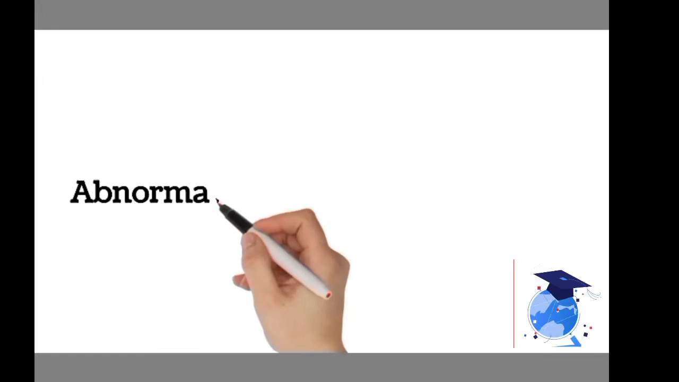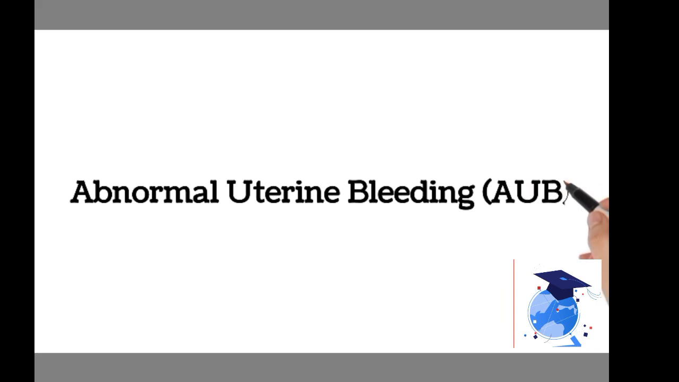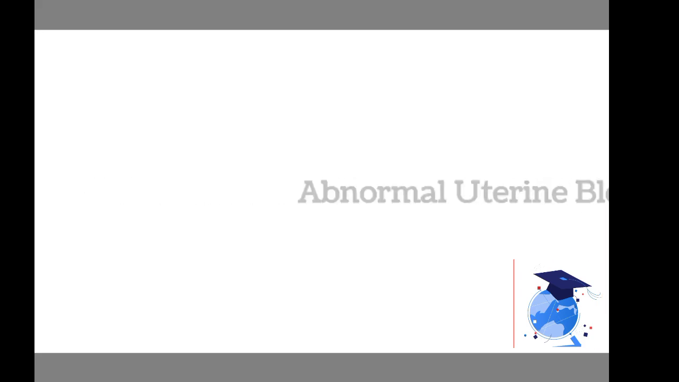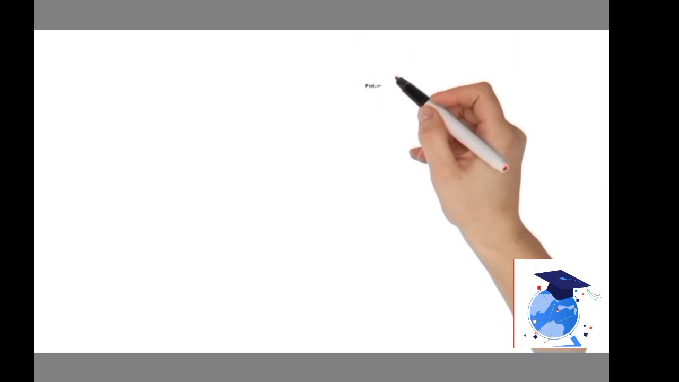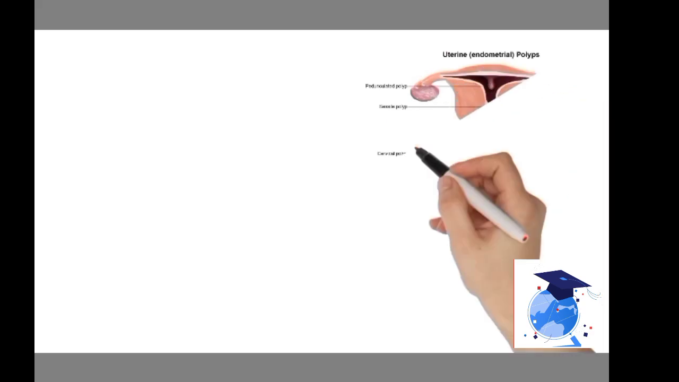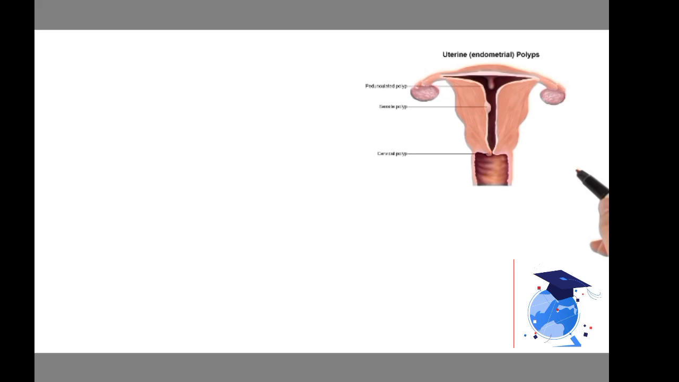In today's episode, we cover the topic of abnormal uterine bleeding, or AUB, found under the gynecology section. Begin with a clinical snapshot.